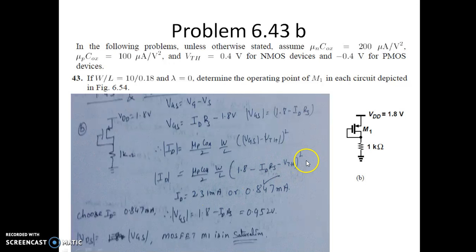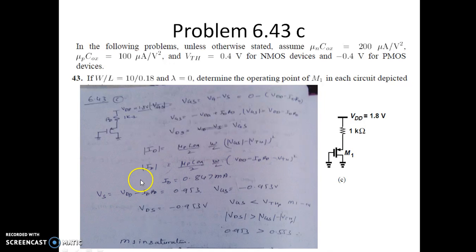There are two possible answers because there's a quadratic term here. Suppose if you choose 0.847 milliamperes, VGS happens to be 0.952 volts, which is a valid voltage. Suppose if you take ID is equal to 2.31, the magnitude of VGS happens to be negative, which is not a proper one. And as we can see that in this particular connection, as VDS is equal to VGS, the MOSFET remains in saturation region, because whenever the gate is connected to drain, the MOSFET operates in saturation region.